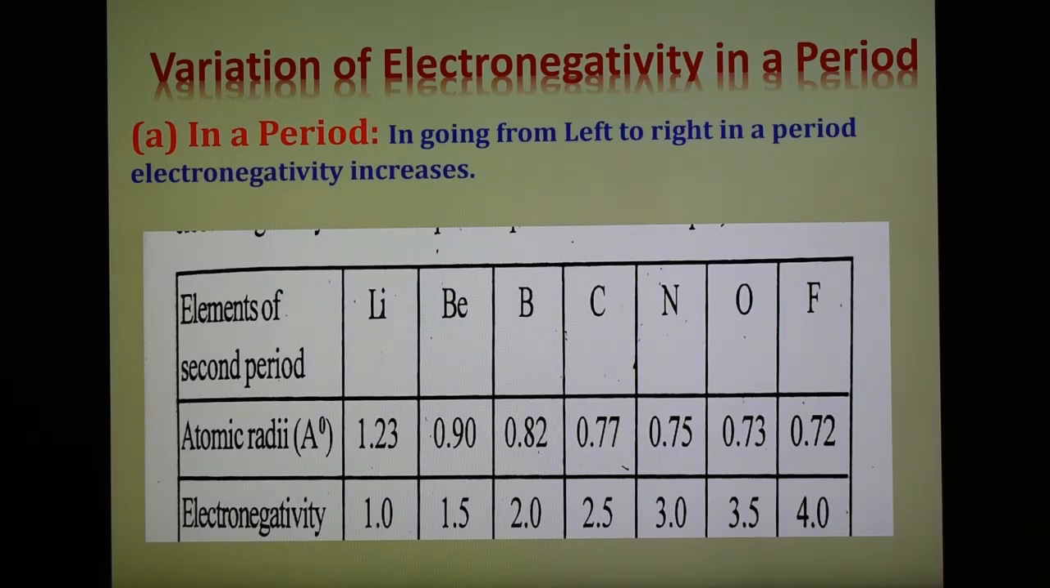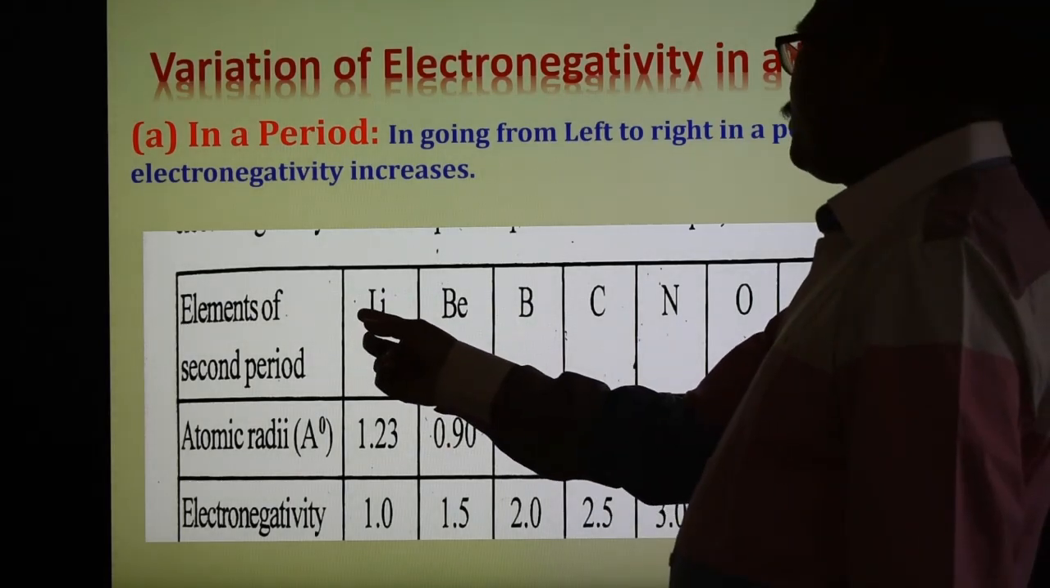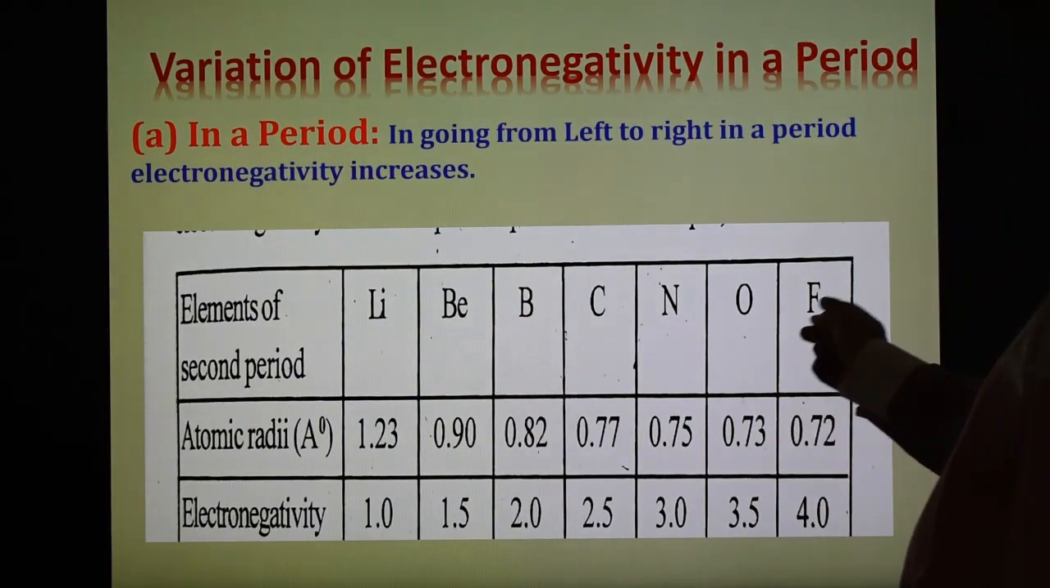the group. As we go from left to right in the period, electronegativity increases, and we can explain this. Electronegativity increases because the nuclear charge increases, whereas the atomic radius decreases as we move from left to right in the period, and halogens have the highest value of electronegativity in their respective period. It is shown in the table: this is the second period, lithium, beryllium, boron, carbon, nitrogen, oxygen, fluorine.